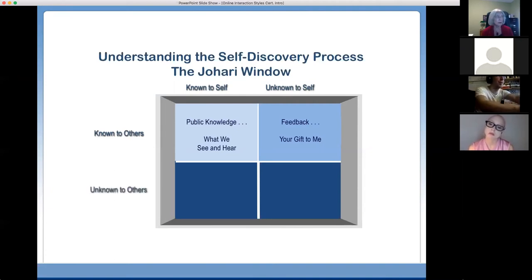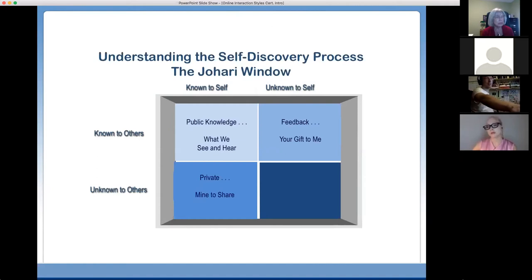fits. Now, known to self and unknown to others, that's your private life space. In a workshop, we're not going to poke and prod around in there. You get to share what you want. Once you share it, it's no longer private, but you have the option.